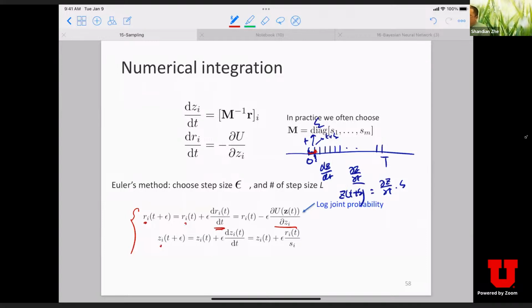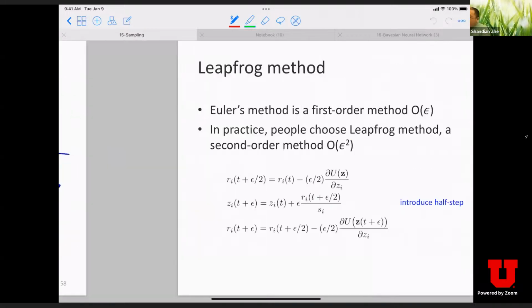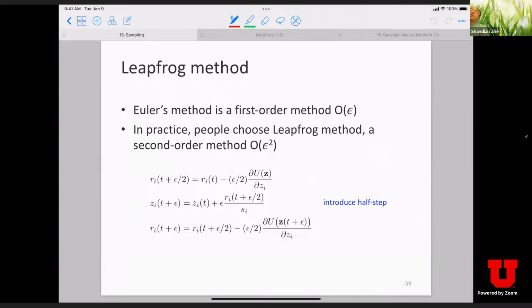But Euler's method has some issues. It is very simple to implement, but its accuracy is not very good. Euler's method is called a first order method, meaning that your error is proportional to some constant multiplied by the step size epsilon. So basically, if you reduce your step size by a factor of 2, your approximation error of this integration will be reduced by the same factor of 2. That's not very good.